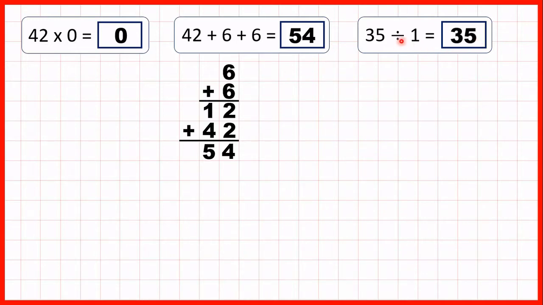And if you think about division, you could put this in a word problem. If you've got 35, say 35 marbles, and you put them into one bag, how many marbles would you have in that one bag? Well, obviously you'd have 35 marbles.